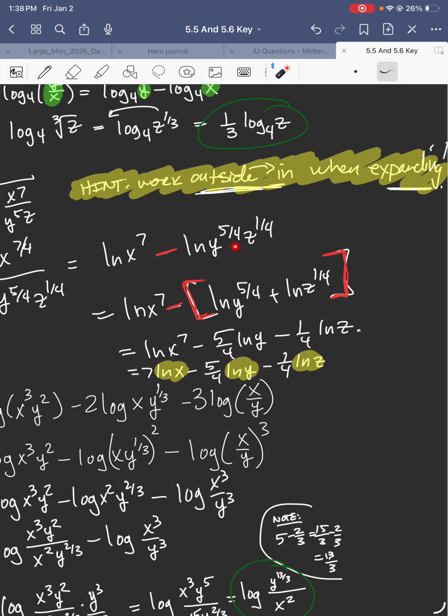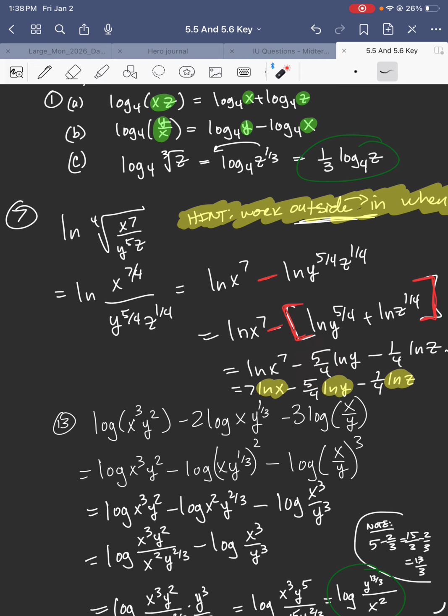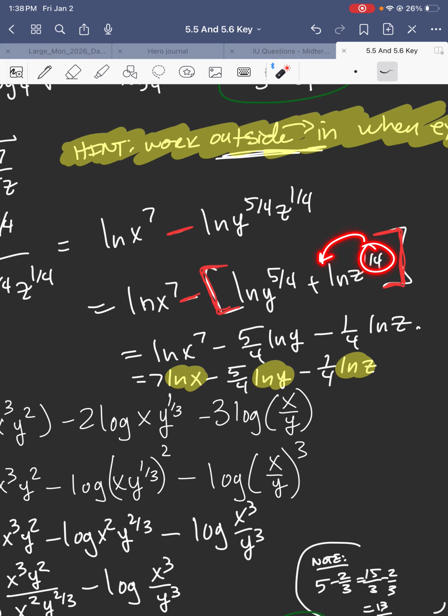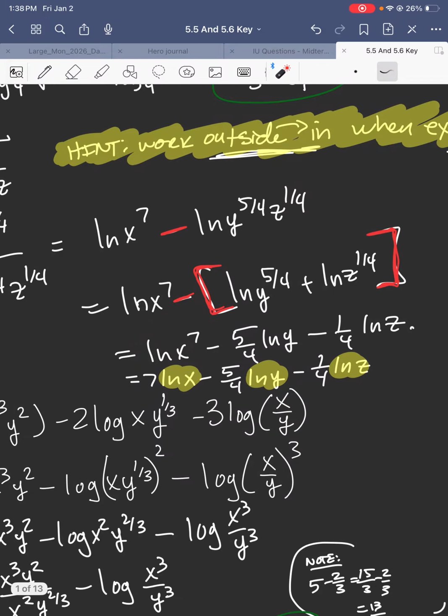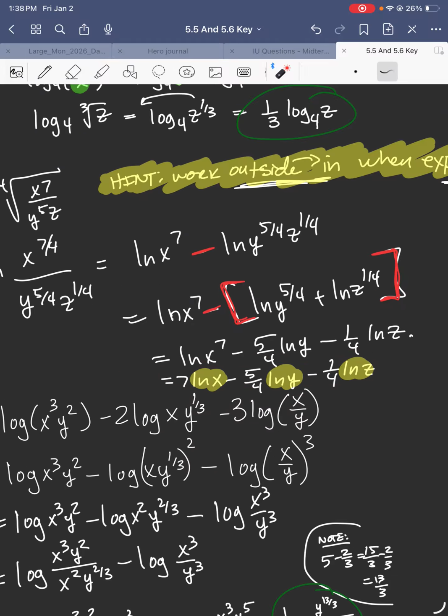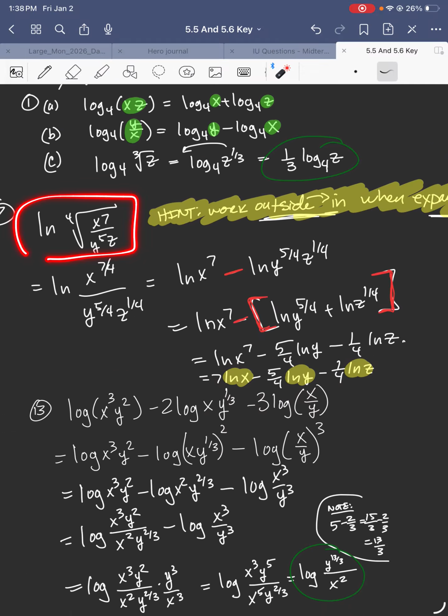So the natural log of a product is the sum of two logs. But then we end up distributing that negative to here and to here. And we also pull down that 5/4 up front and this 1/4 up front here. And this is what we have. But then that 7 we can also pull up front and we end up getting this. So now we've taken the original thing and expanded it or rewritten it as a sum or difference of the natural log of x, y, and z.